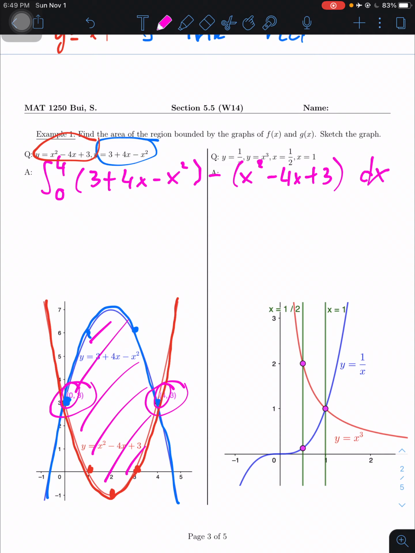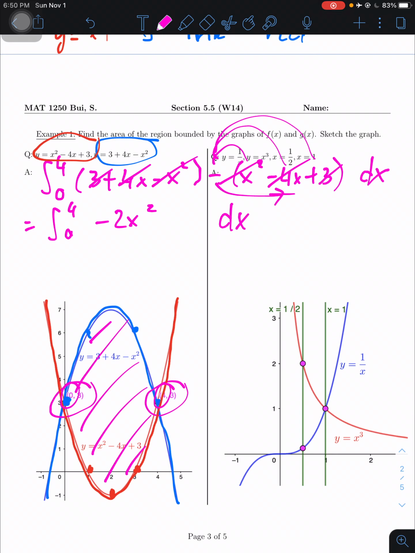And then now what do we do? Well, we have to combine the like terms, right? So this equals the integral from 0 to 4, and then you have to distribute the negatives in here, okay? And then combine the like terms. So I have negative x squared minus x squared, which is negative 2x squared, and then 4x plus 4x, and then 3 minus 3, that's 0, right? So we're gonna have dx in here, and guess what? I have a mistake. So this one would be a positive 4, right? Together with another positive 4, I'm gonna get an 8 in here.